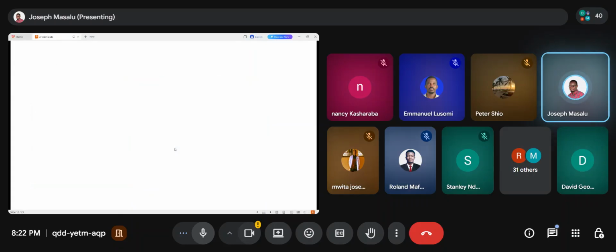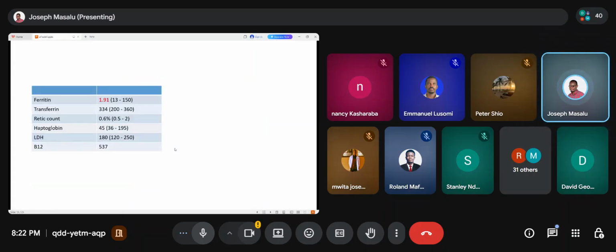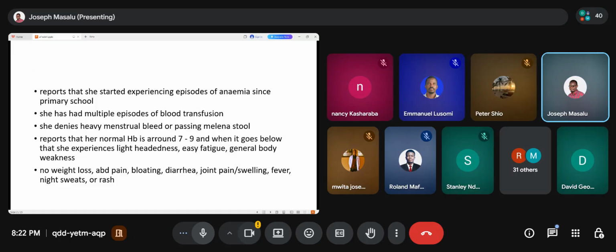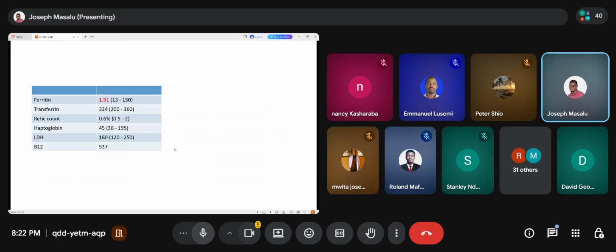Yeah. So other labs: ferritin was 1.91, extremely low. Transferrin was 334, normal. The retic was 0.6, haptoglobin 45, normal. LDH was 180, and the B12 was 537.